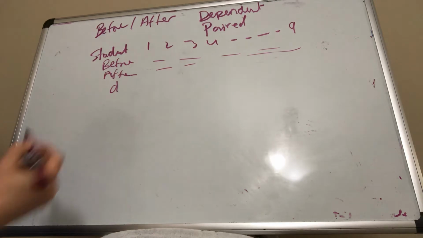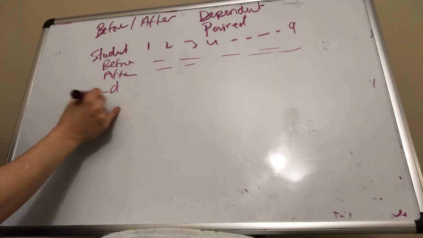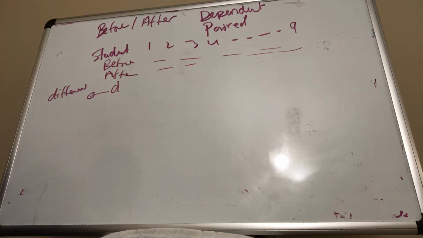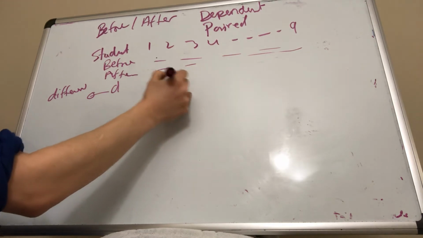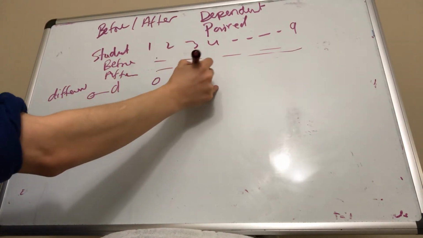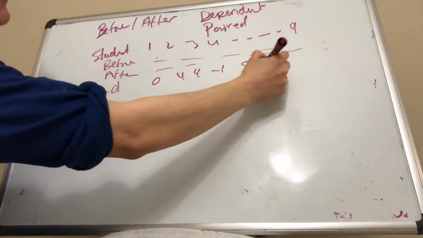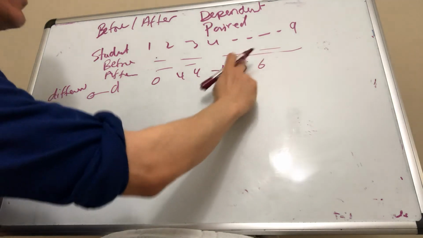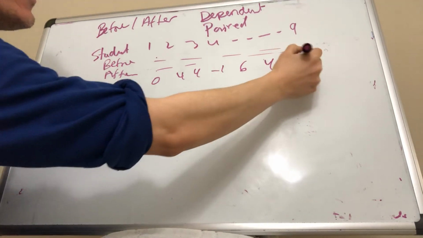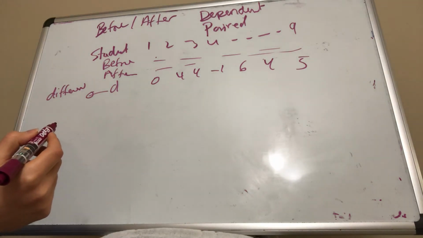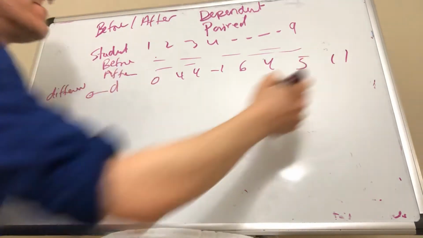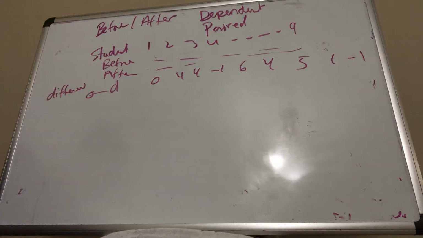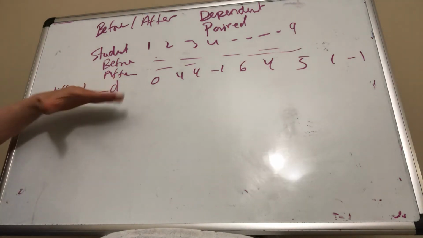And you have a line called D. And D is the difference. And they tell you it's after minus before. So this number minus this number is 0. And then 4 minus 1, 5, 6. Sorry, 6, 4, 5. And 1, 1. Oh, the last one is negative 1 actually. And then they ask you all kinds of questions. So I'll come back to this later.